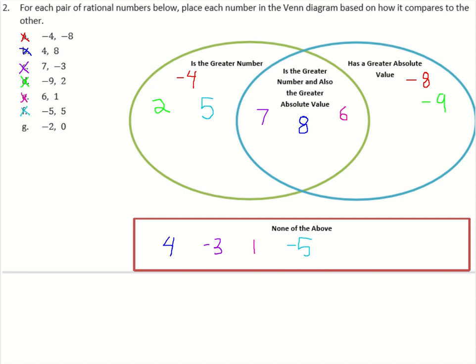The last thing that we have is going to be G, where we have -2 and 0. For -2 and 0, the greater number is going to be 0. It's further to the right on my number line. But the absolute value of 0 is 0. It's literally the lowest absolute value I can have. So long as my other number wasn't 0, it was going to be greater. -2's absolute value is 2, which is greater than 0. So although 0 is my greater number, -2 has the greater absolute value.